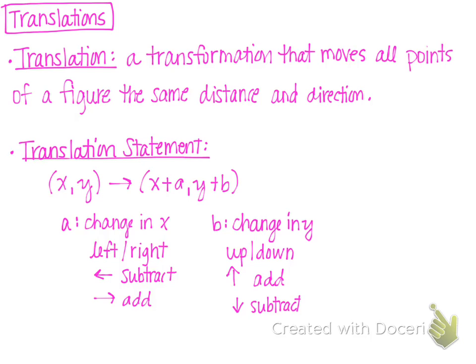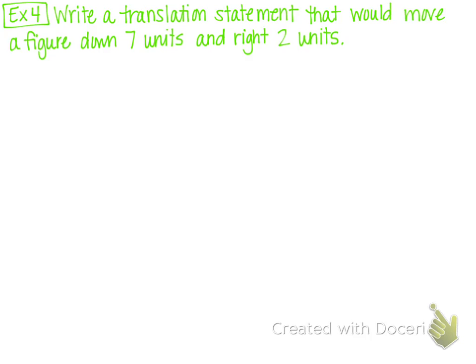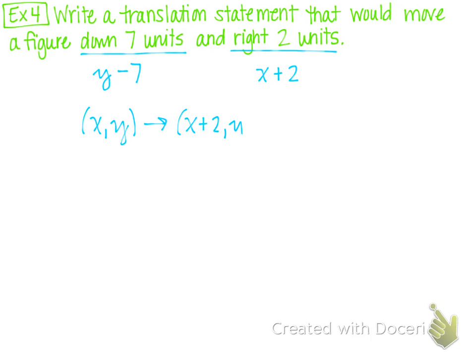So let's do some practice writing translation statements. Example 4 says, write a translation statement that would move a figure down 7 units and right 2 units. So if we're going down 7 units, we're going to take our y and we're going to subtract 7 from it. So down and up is our y's. And if we're going to go right 2 units, we're going to take our x, and since we're going right, we're going to add the 2. So our translation statement is x comma y turns into x plus 2, and then y minus 7.